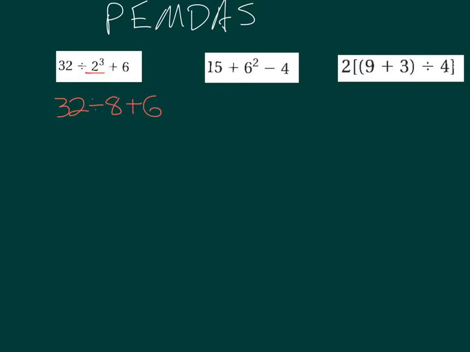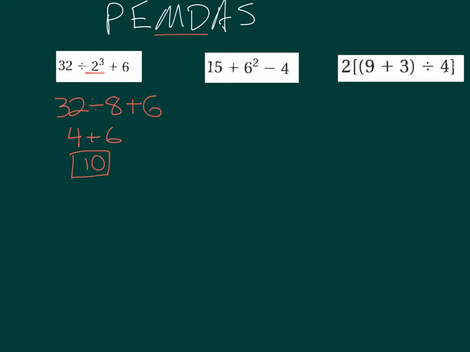Now I did exponents. Now multiplication and division comes next. So I don't have any multiplication, but I do have division. 32 divided by 8 gives me 4 plus 6, and 4 plus 6 gives me 10. And that is my answer. So taking it slow, step by step, doing the order of operations, that problem wasn't too bad. Let's try the next one.